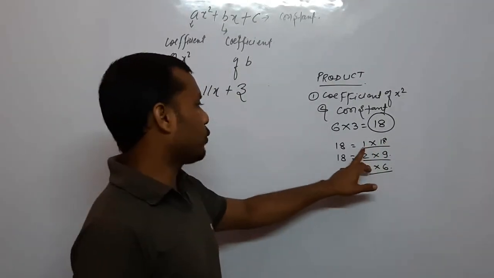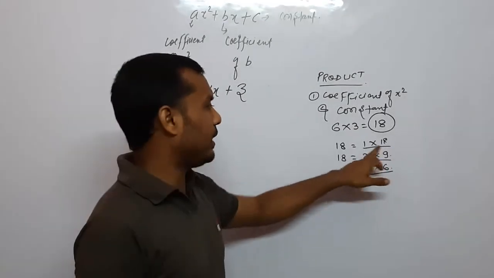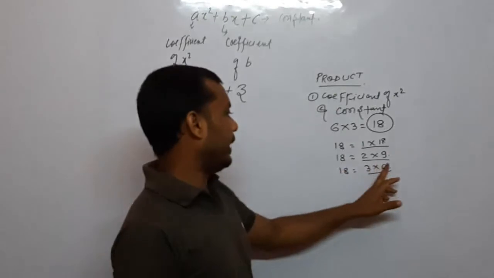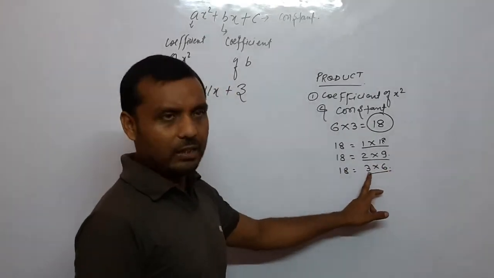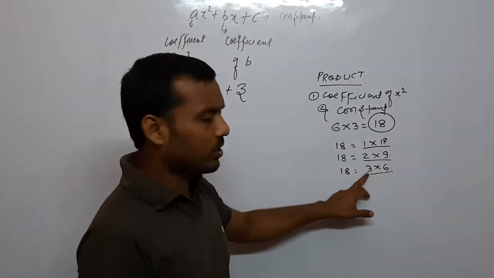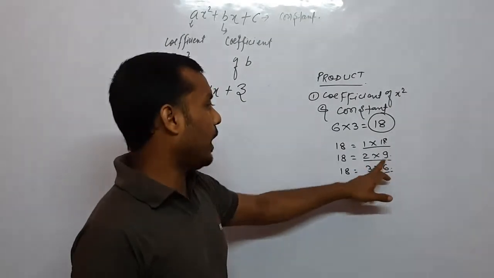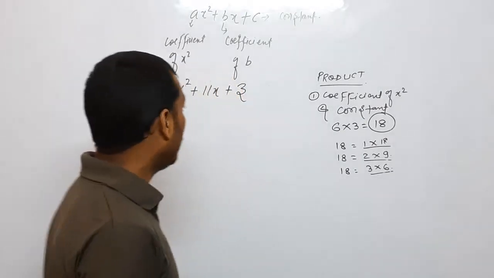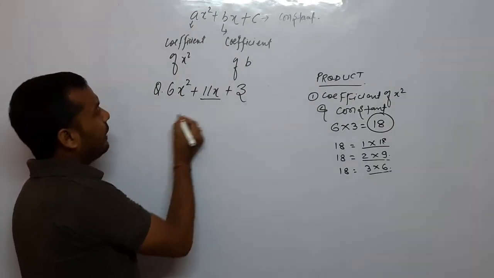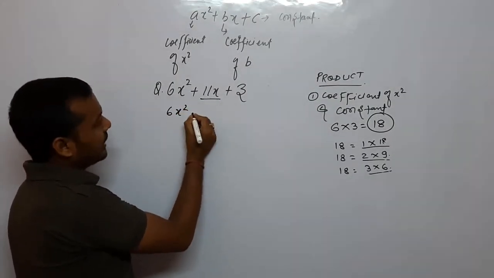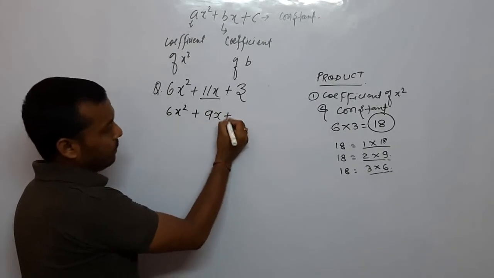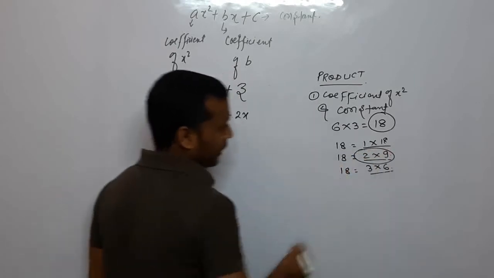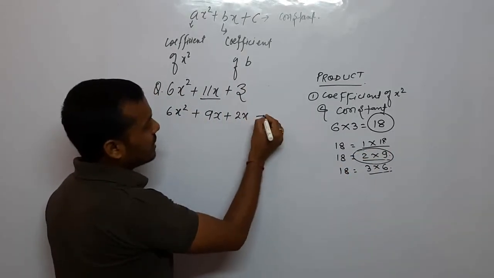See, 18 plus 1 you get 19, 18 minus 1 you get 17. It's 11 over here. Not possible. Again 6 plus 3, 9. It's 11. 6 minus 3, not possible. 9 and 2, 9, 2. 2 plus 9, it can be 11. So this 11 can be split as 6x square plus 9x plus 2x, this way. Okay. And in the last is 3.